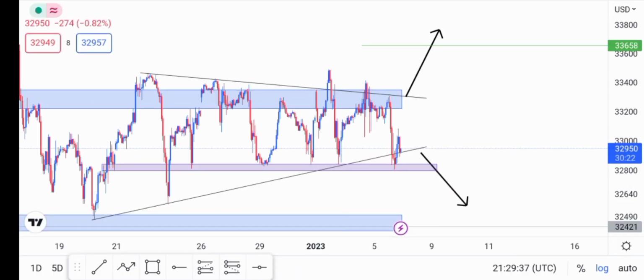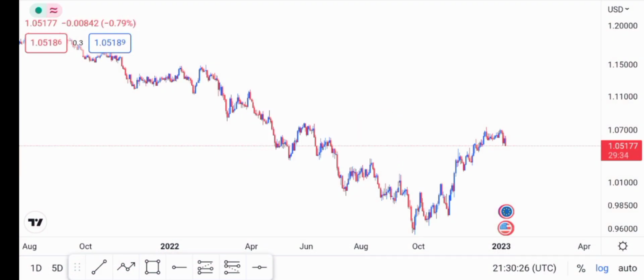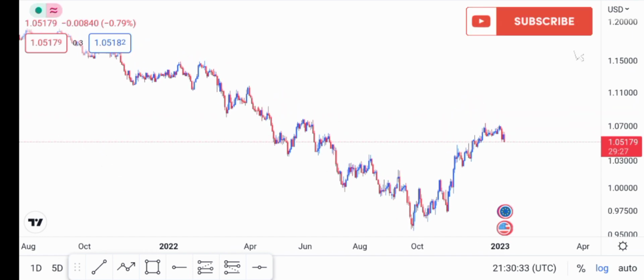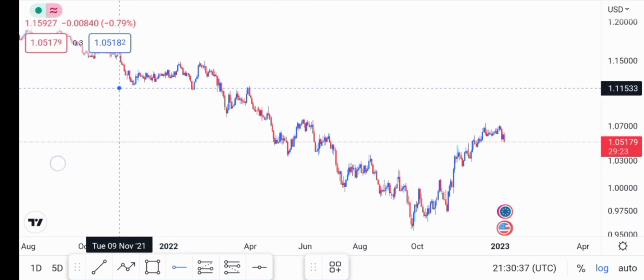So let us move to Euro USD. Okay, so now we are on Euro USD on the daily time frame. So I'll just do this as quickly as possible, guys. So I'm going to start by identifying the levels that I'm seeing on the market.